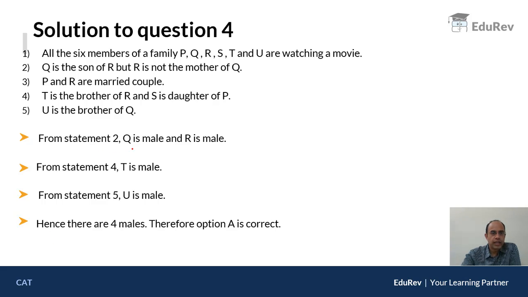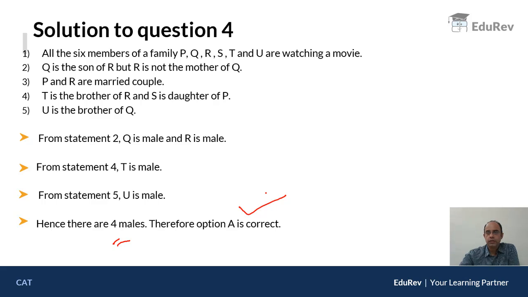For your convenience, I have written that in words as well. For statement 2, we can say Q is male and R is male. Statement 4 says T is a male. Statement 5 says U is a male. Therefore, altogether 1, 2, 3, 4, four males, which is option A. Hence, option A is the correct answer.